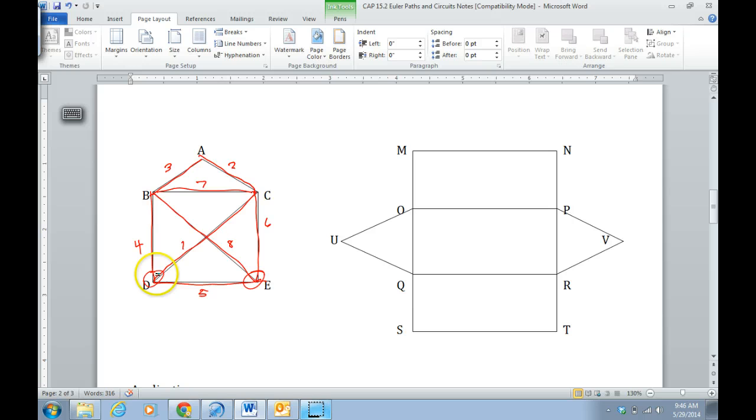We started at D. Then we went to C, A, B, D, E, C, B, E, right? So that is our Euler path on that one.